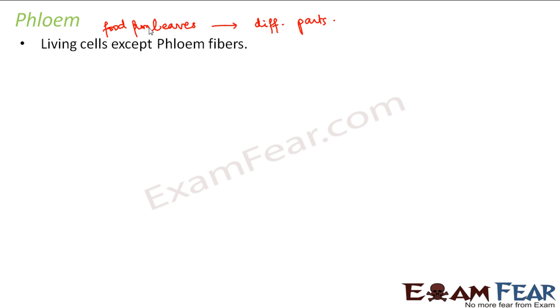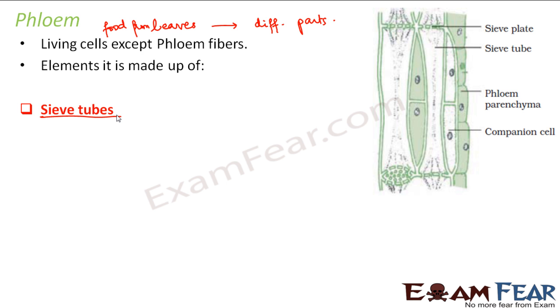Now similar to xylem, we will discuss the different elements which make up a phloem. Phloem cells are living cells except phloem fibers. So except phloem fibers, all others are living cells. The elements it is made up of, the first one is sieve tubes. So let us see what sieve tubes are. When you look at the structure of a phloem, you can see these tube-like structures. This entire tube-like structure is known as sieve tubes.